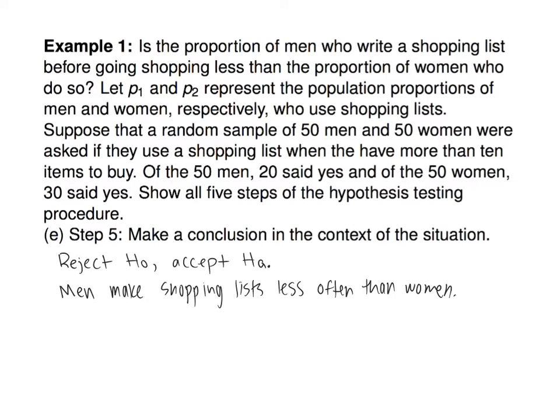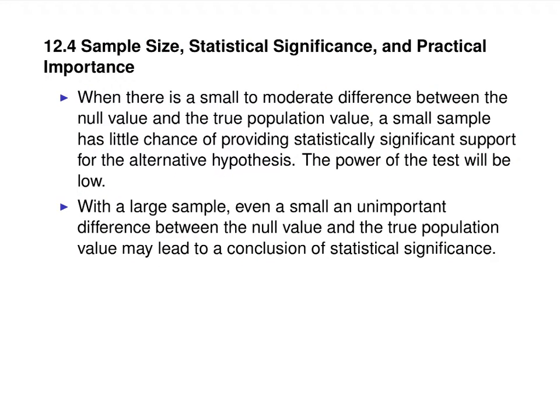So let me just pause for a second. Statistical sample size, statistical significance, and practical importance. When there's a small to moderate difference between the null value and the true population value, a small sample has little chance of providing statistically significant support for the alternative, and the power is going to be low.